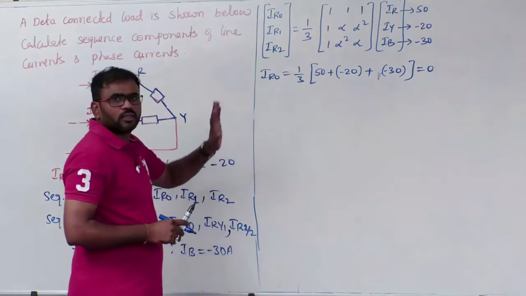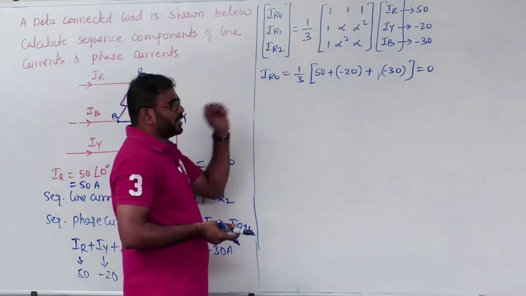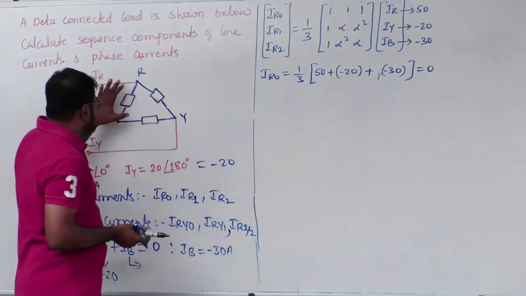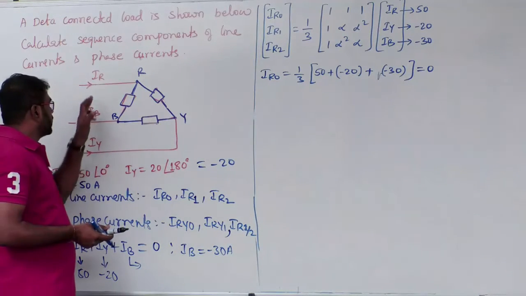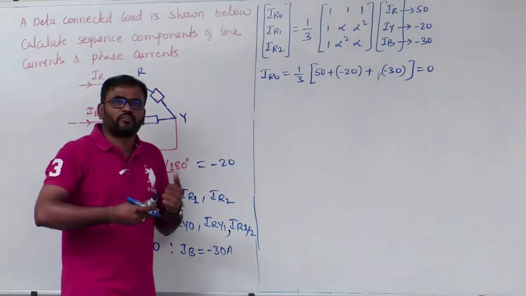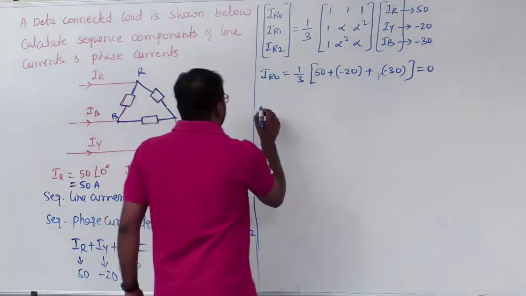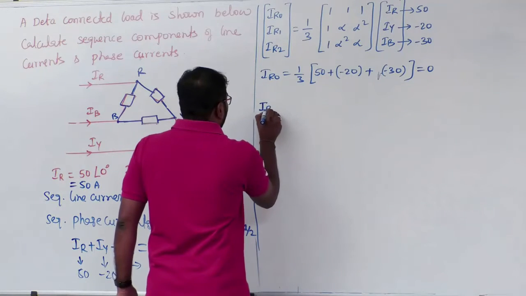So IR0 is 0. Yes, that is always correct, because fundamentally in case of delta connection, the zero sequence component of line currents is always 0. But what about the zero sequence component of phase current? It may exist. Clear?